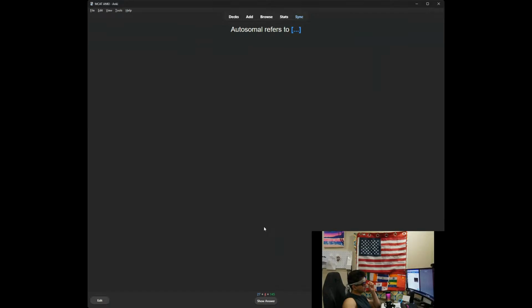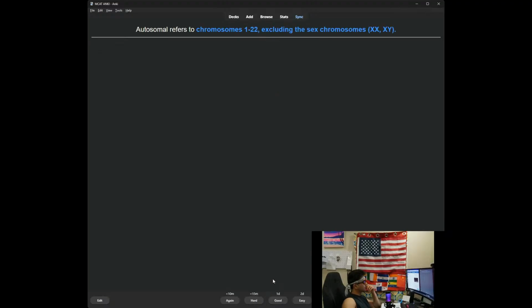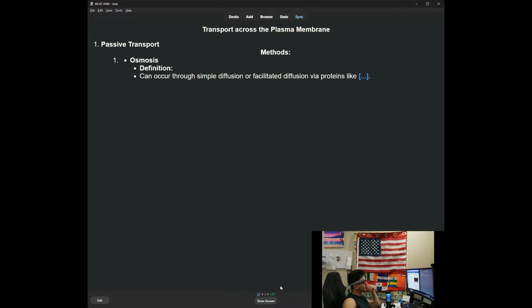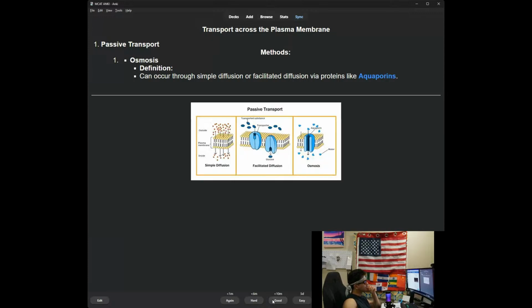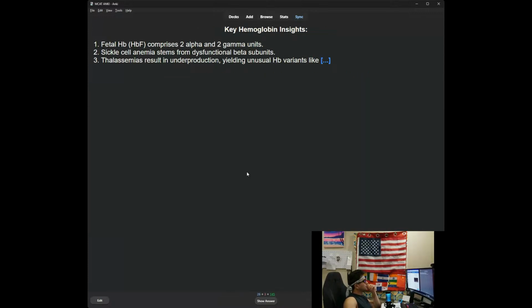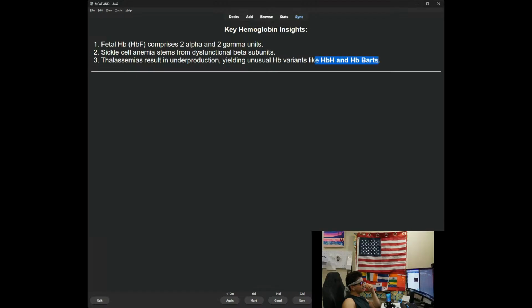Autosomal refers to the chromosomes that are not sex determinant, so the other 22 sets of chromosomes. Two genes of the ones facilitate diffusion. HPV variants.